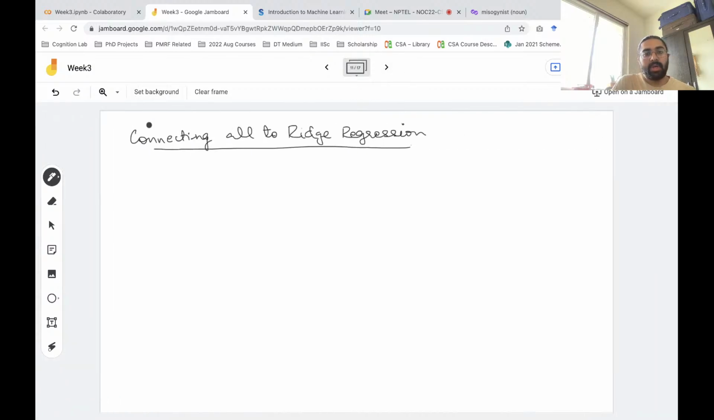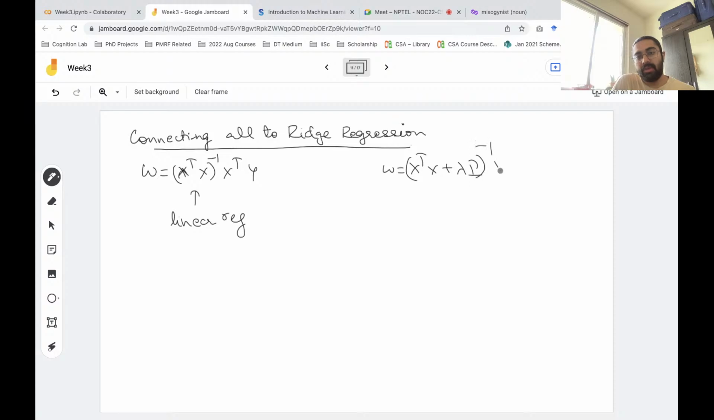Okay, fine. So the idea is, can we connect all of this to ridge regression? If you remember, linear regression had a solution of this form: (x transpose x) inverse times x transpose y. In ridge regression, you have (x transpose x plus lambda I) whole inverse times x transpose y. This is ridge.